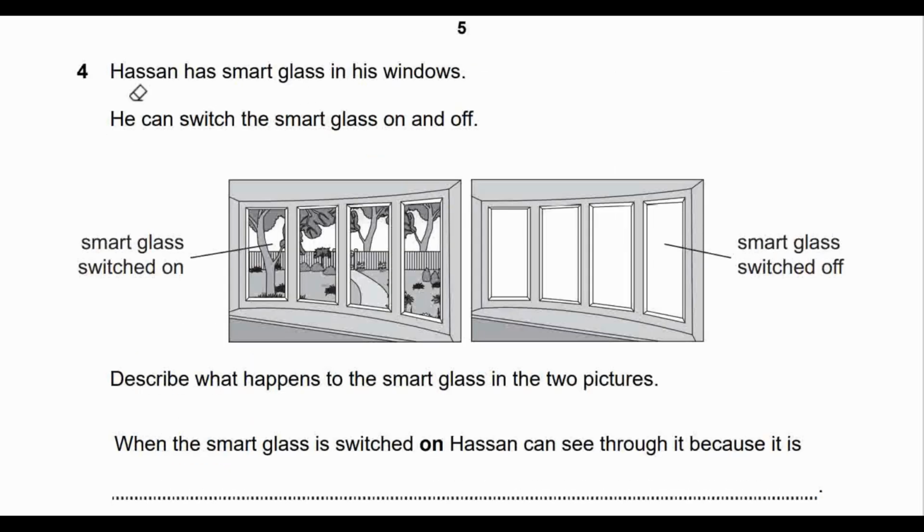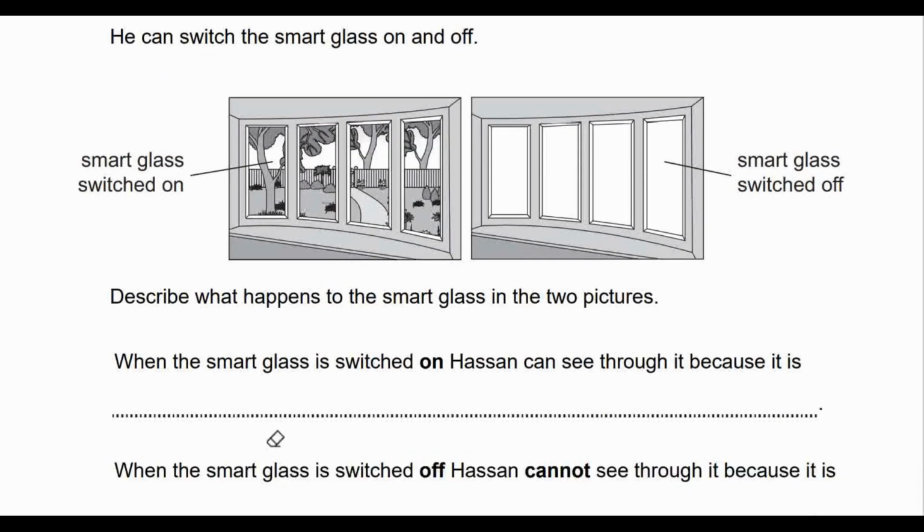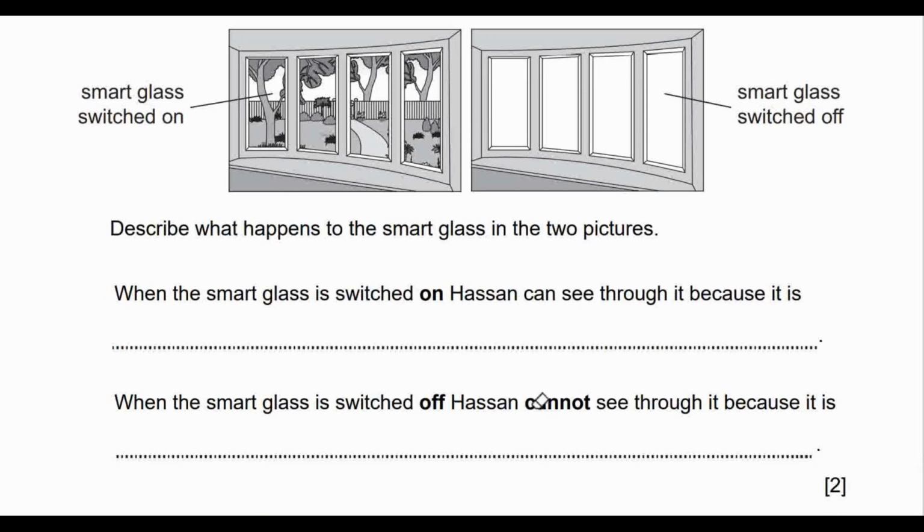Question 4. Hassan has smart glass in his windows. You can switch the smart glass on and off. Smart glass switched on, and smart glass switched off. Describe what happens to the smart glass in the two pictures. When the smart glass is switched on, Hassan can see through it because it is transparent. And when the smart glass is switched off, Hassan cannot see through it because it is opaque.